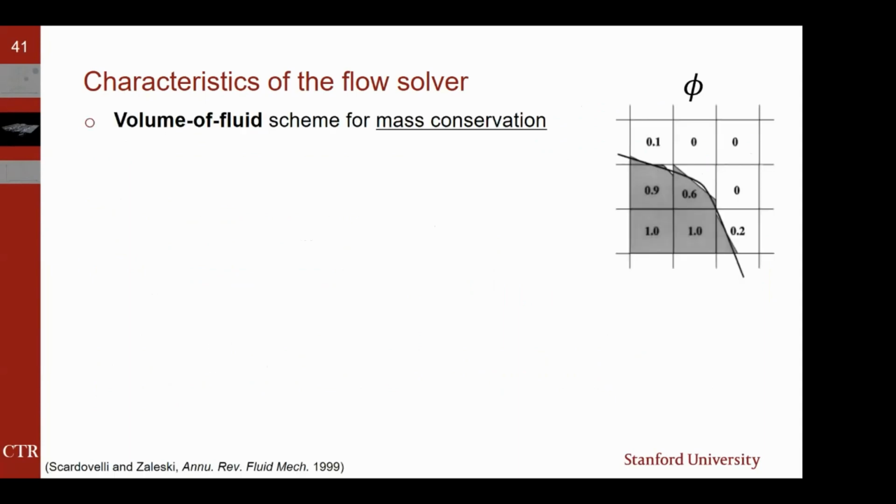So we use the volume of fluid scheme to ensure that mass is conserved. This schematic over here shows how the interface is represented in such a scheme. The interface is discontinuous, and here I'm plotting phi, the volume fraction field, going from 0 to 1 in each cell. But this discontinuity allows mass to be conserved, which is crucial because we are looking at the bubble size distribution.